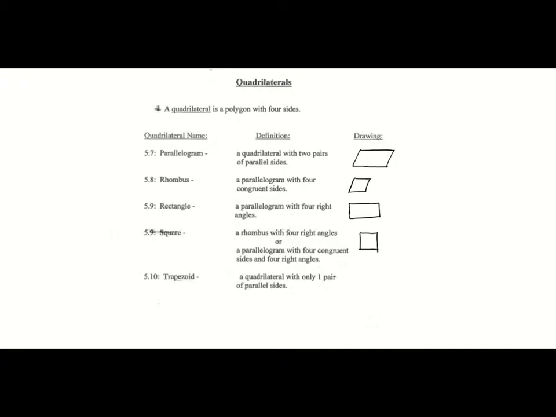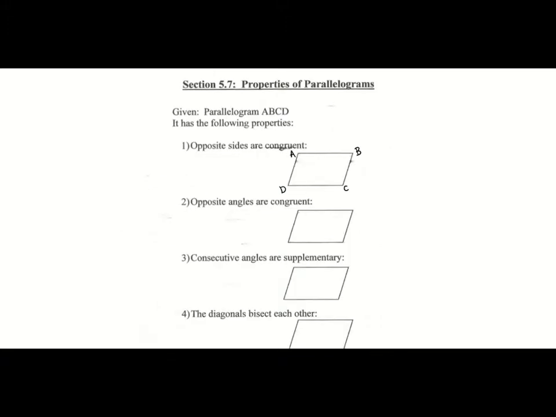And a trapezoid is a quadrilateral with only 1 pair of parallel sides. So we are going to go over all these in detail, but I just wanted a quick overview of what we will be talking about. So starting with section 5.7, we are going to talk about parallelograms first.